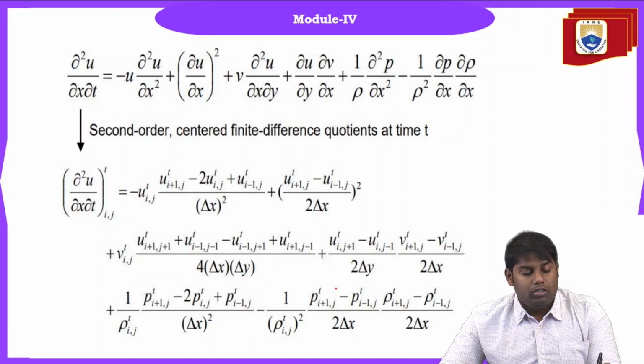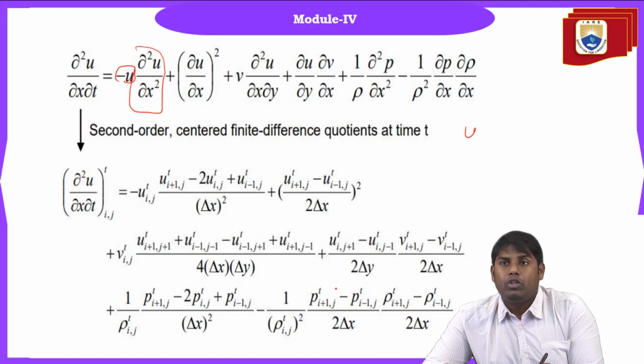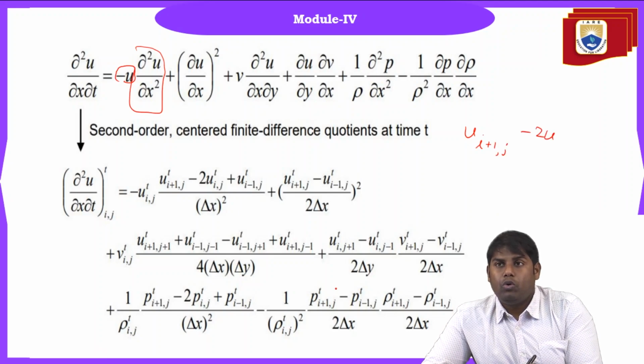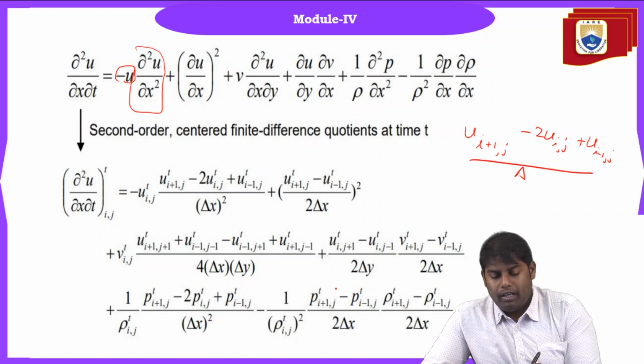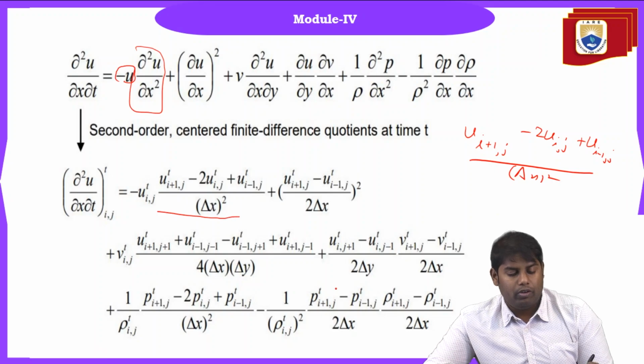Fine. So when we see the full form of the mixed derivative equation, this is the lengthiest formulation you can see. This u is nothing but u of I comma j to the power of t. This is a second order derivative, and we know the formulation of the second order derivative, which is u of I plus 1 comma j minus 2 u of I comma j plus u of I minus 1 comma j, divided by delta x square. This is the formulation which we wrote.